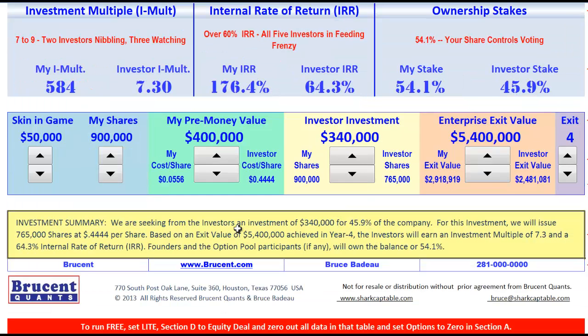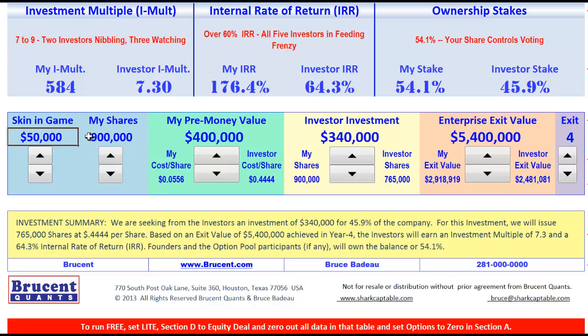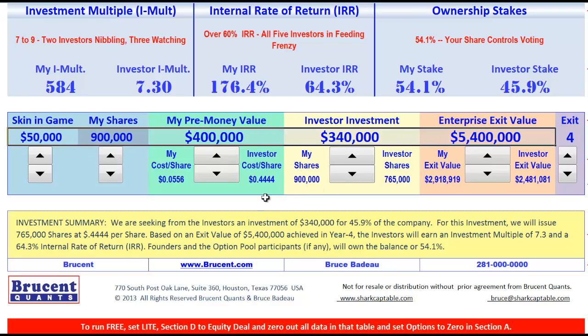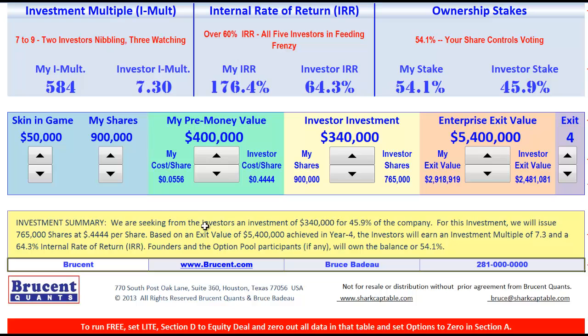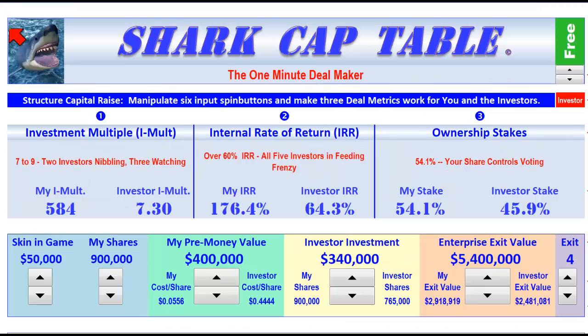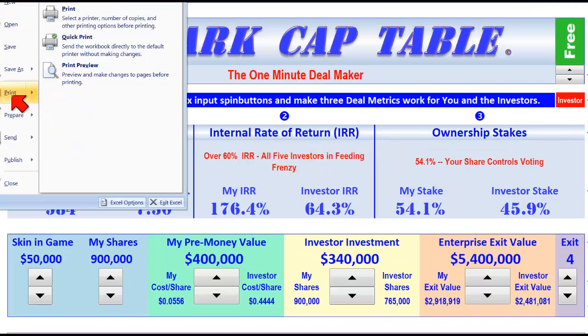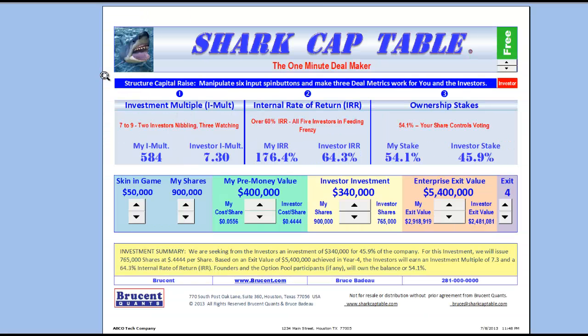One other factor we have here is an investment summary, which concatenates all the critical words and numbers together so that you have something you can cut and paste into your business plan. Down here, of course, you can personalize it, and then, of course, you can print. So there's a print preview. It all fits on one page. You can turn that into a PDF if you've got the right software. Send it out to prospects and get their feedback.